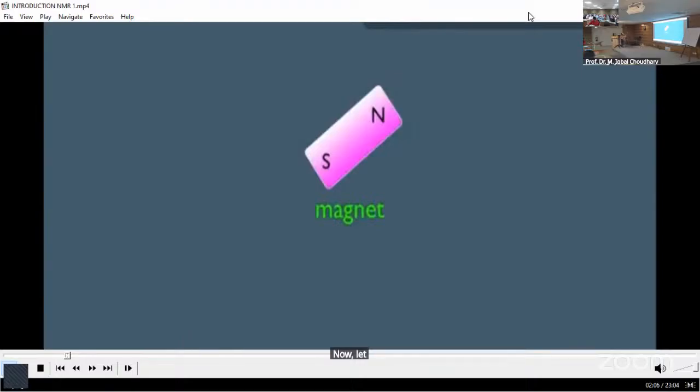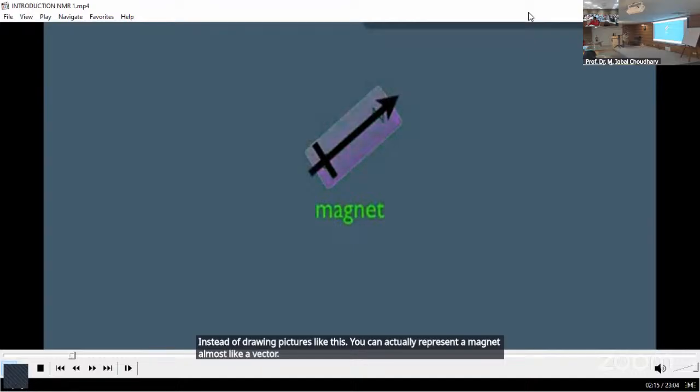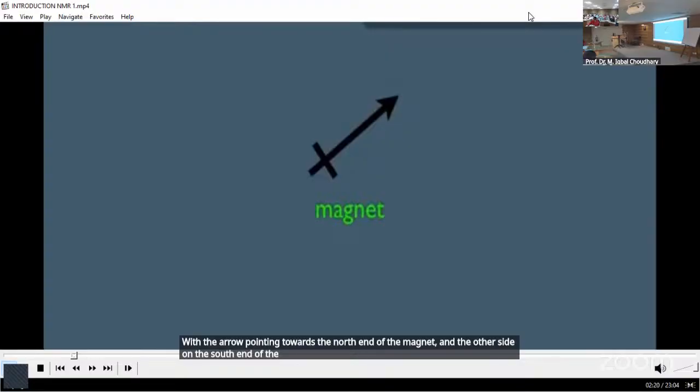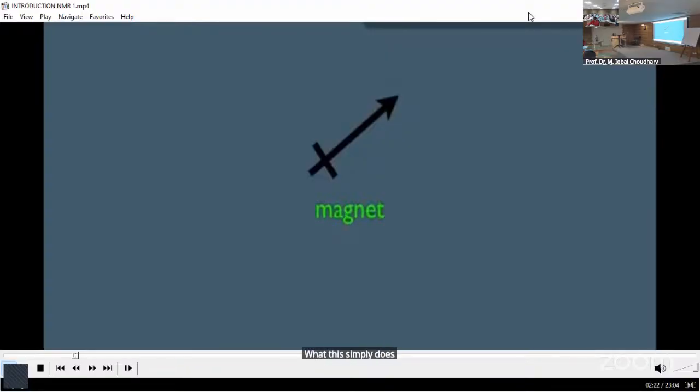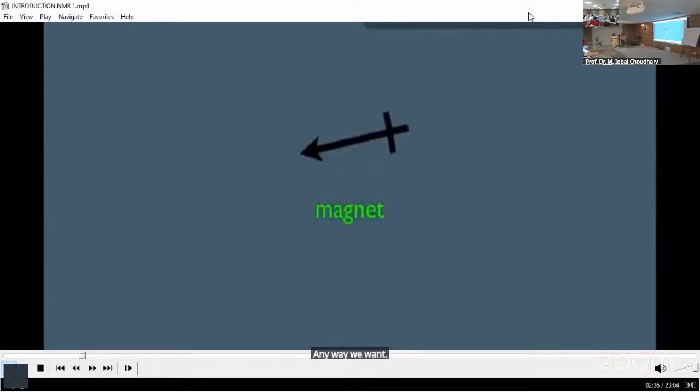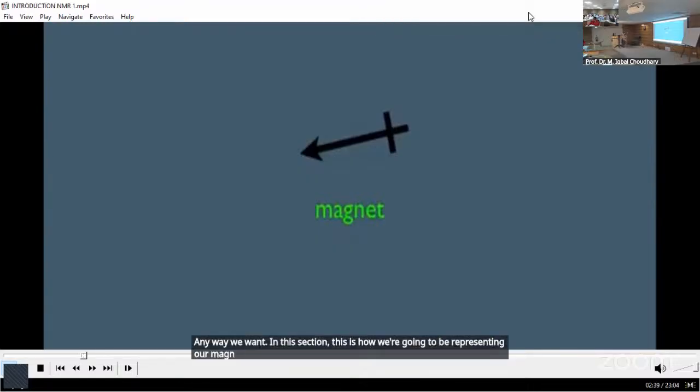Now, let me show you an alternative way to represent a magnet. Instead of drawing pictures like this, you can actually represent a magnet almost like a vector, with the arrow pointing towards the north end of the magnet and the other side on the south end of the magnet. What this simply does is enable us to represent our magnet in different orientations, such as pointing to the upper right-hand corner like you see here, or pointing down like this, or like this, any way we want. In this section, this is how we're going to be representing our magnets.